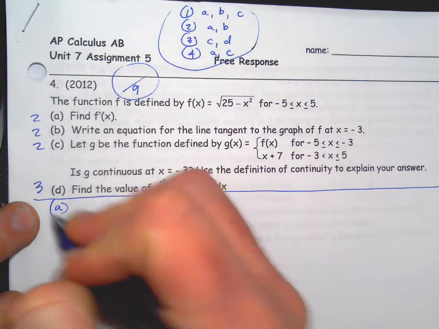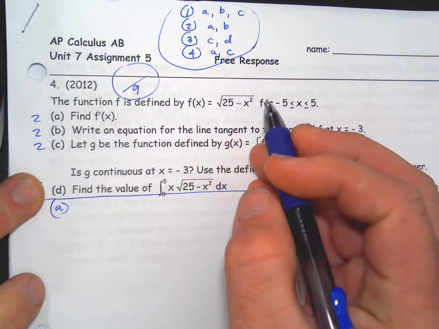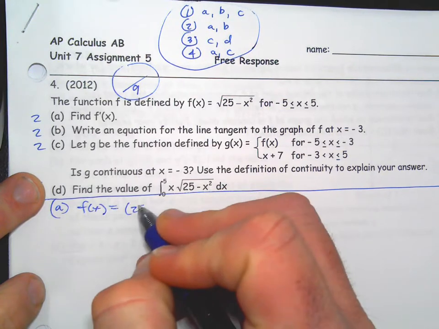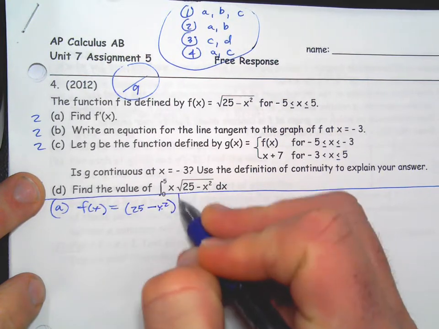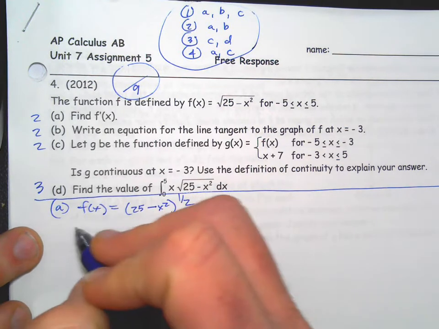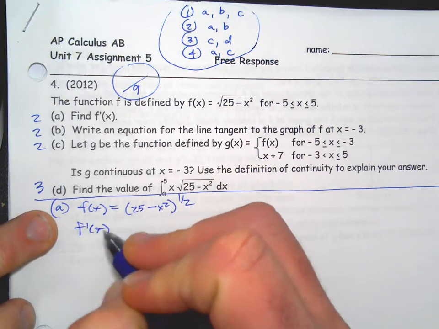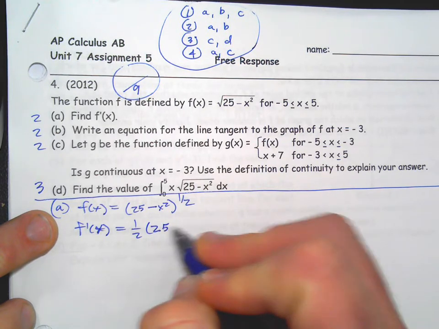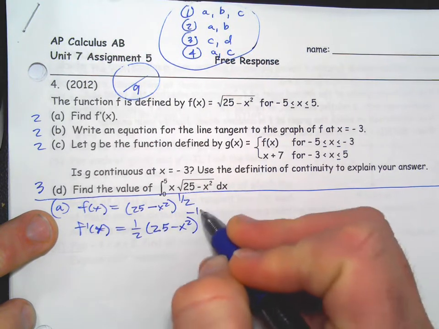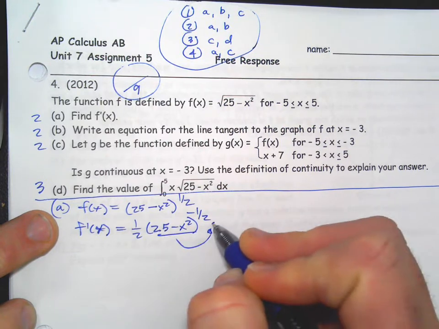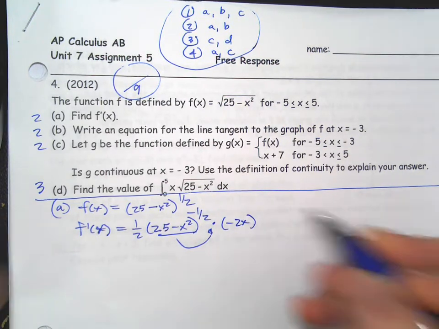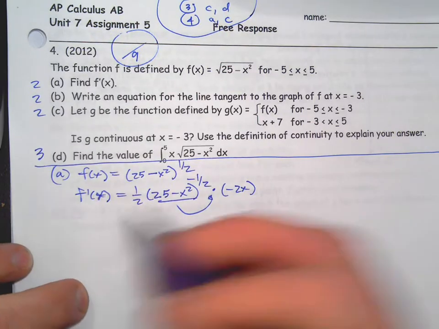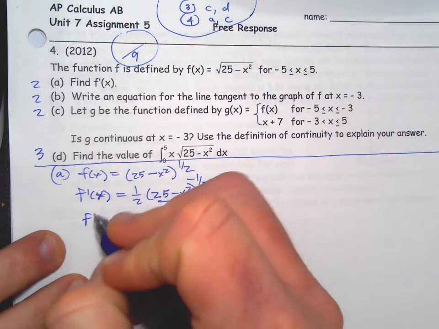So A says find the derivative. So I would rewrite the function like this and take the derivative. Leave the inside the same. Chain rule, multiply by the derivative of what's inside. I like to put parentheses around a lot of times, especially if it has negative or multiple terms. So that looks good, and then we can rewrite it nicely.